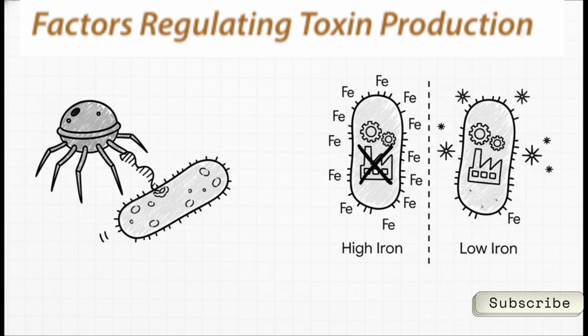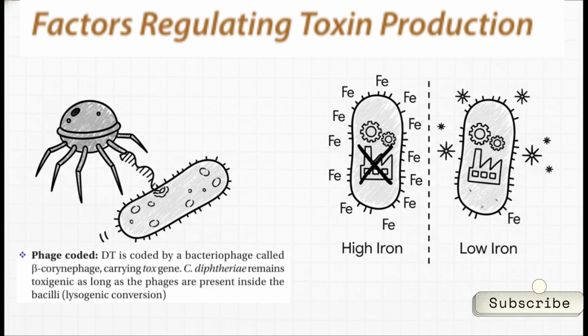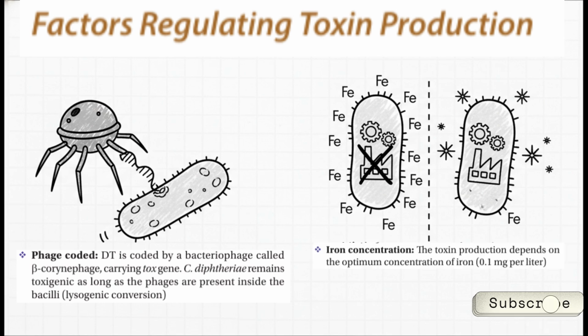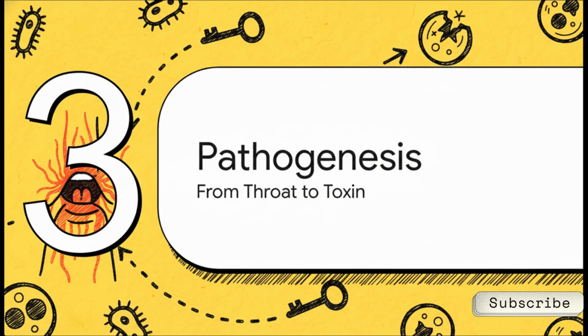Okay. Two more super high-yield facts you gotta know about this toxin. First, get this. The gene that codes for the toxin isn't even originally from the bacteria. It's carried by a virus, a bacteriophage, that infects the bacteria. Pretty wild, right? And second, its production is controlled by iron. When iron levels are low, the bacteria freak out and start pumping out this toxin like crazy. All right, so we've got the bug, and we've got its weapon. So now the big question is, how do we get from a tiny bacterium in the throat to, well, to that? Let's connect the dots and walk through the pathogenesis.